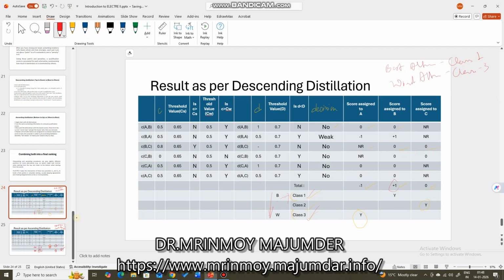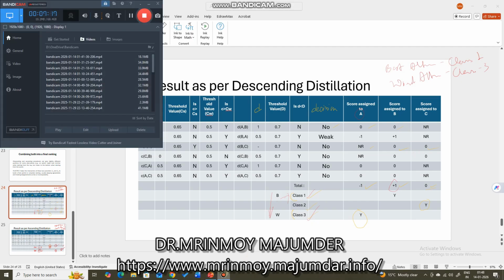This is different. And what we check is that if this is exactly the case, the alternative which becomes a member of the best class in case of descending distillation and a member of the worst class in case of ascending distillation, that alternative wins the game and becomes the most preferred alternative for the decision maker. In our case, it is alternative A or location A.